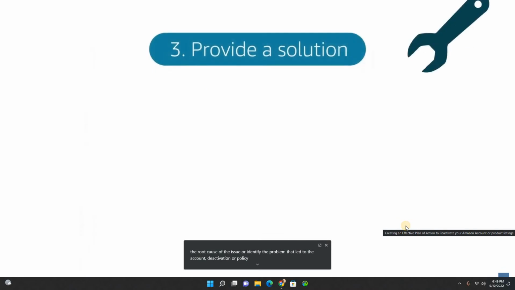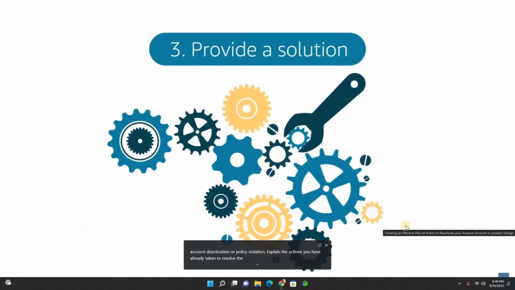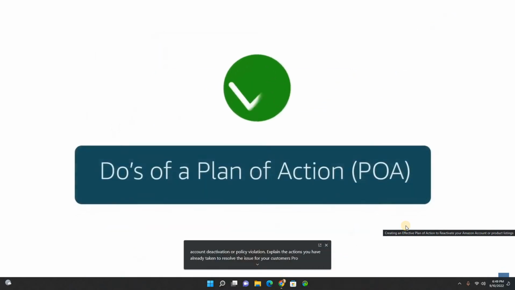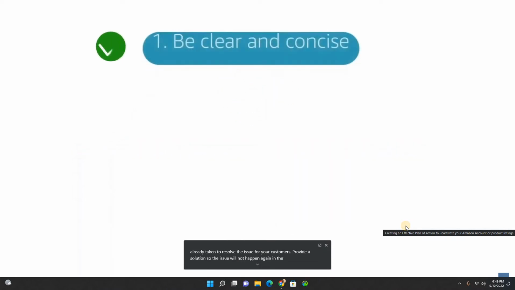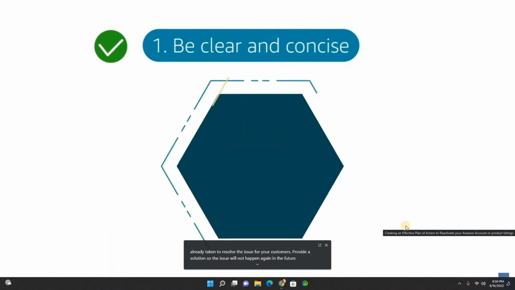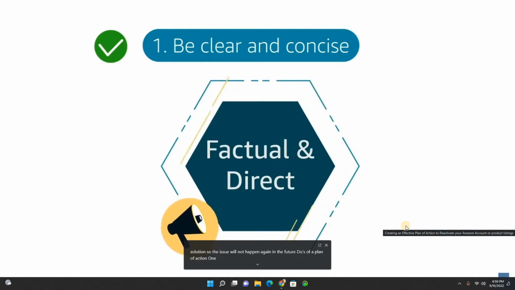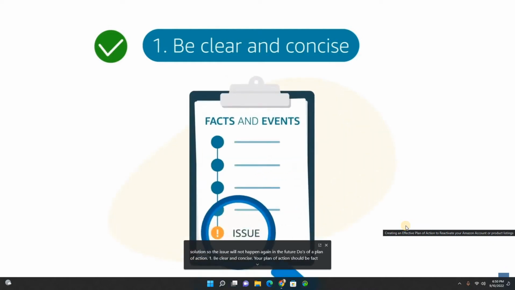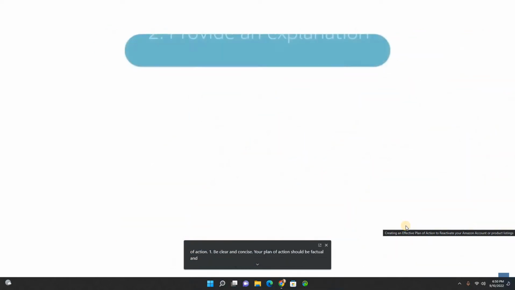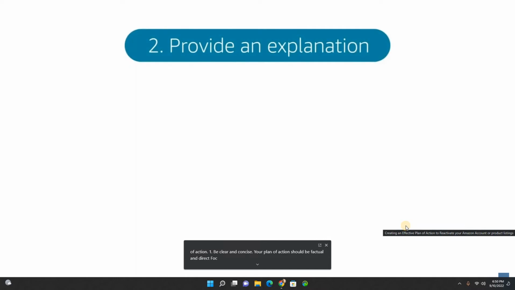Do's of a plan of action. 1. Be clear and concise. Your plan of action should be factual and direct. Focus on the facts and events that caused the issue. 2. Provide an explanation for all issues. Some deactivations can be the result of a combination of issues. For example, a high order defect rate can arise from negative feedback and undelivered orders. You must provide a response for each root cause in your plan of action.